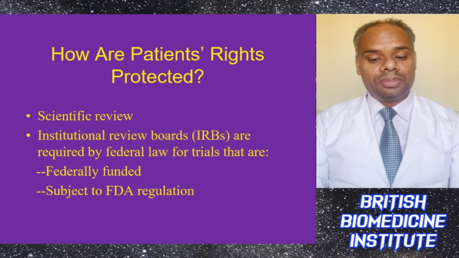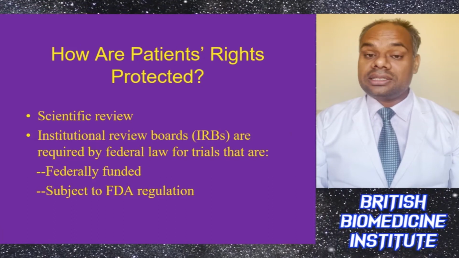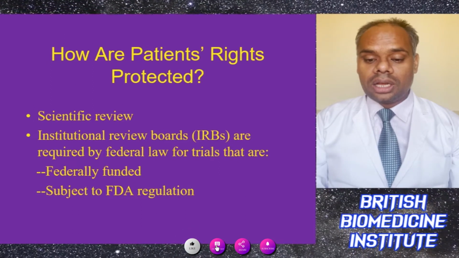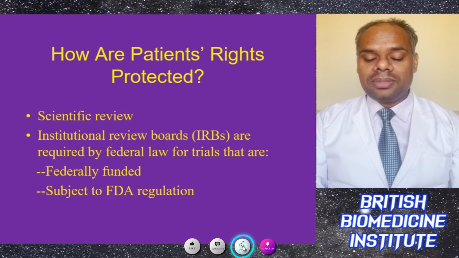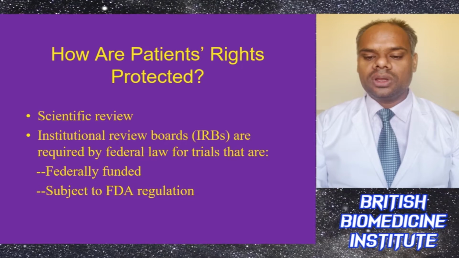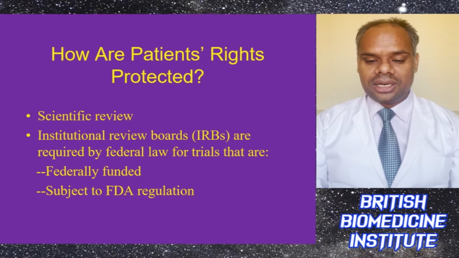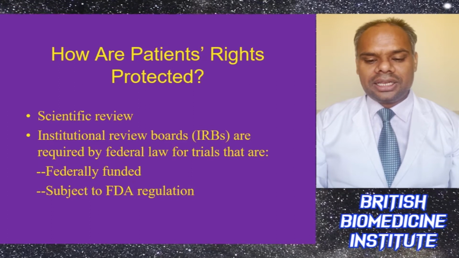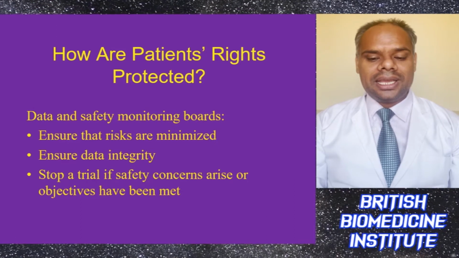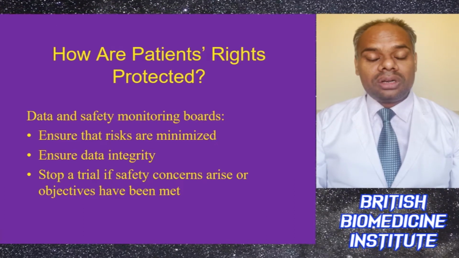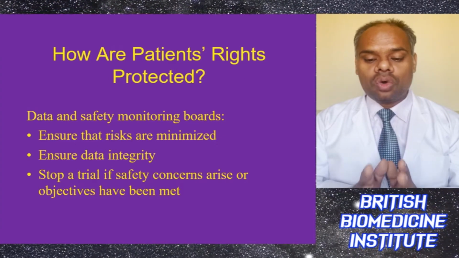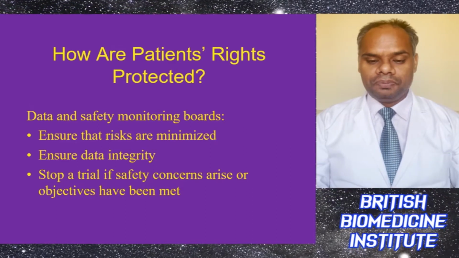How are patient rights protected? As I told you, there are scientific reviews, and institutional ethics committees or institutional review boards in the hospitals, and they help in protection of human subjects from any type of injury. We can also use a DSMB, Data Safety Monitoring Board. They ensure that the risk is minimized, the advantage is high, the medicine is safe, ensure data integrity, and stop a trial if a safety concern arises or the objective is not met in between the trial.